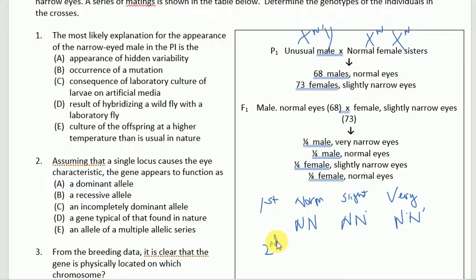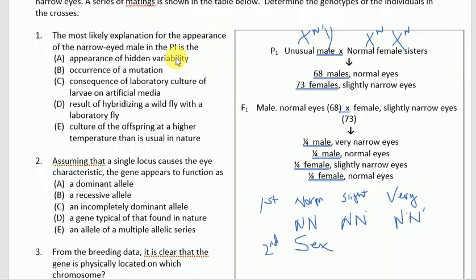And we know that it's sex-linked because they basically told us it's a series of matings. And we see that the males are affected with the very narrow. So this is going to be sex-linked. So let's look at the questions. The most likely explanation for the appearance of the narrow-eyed male in P1 is what?